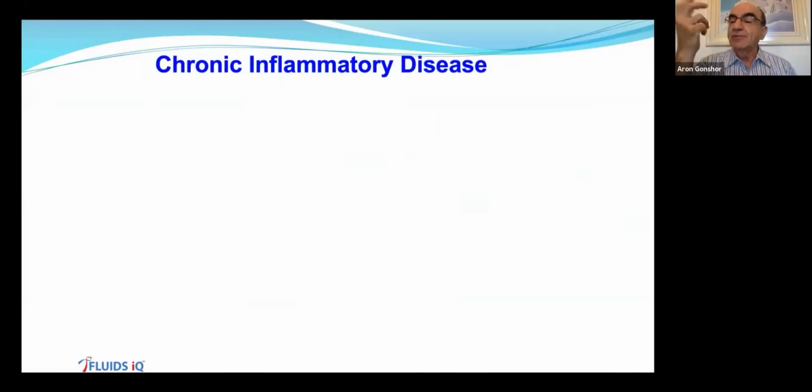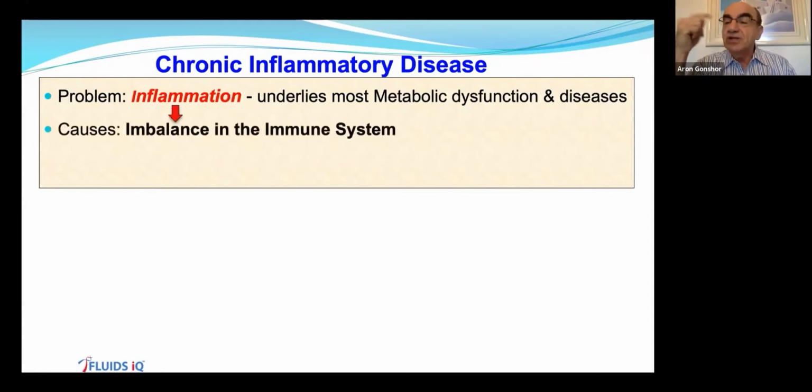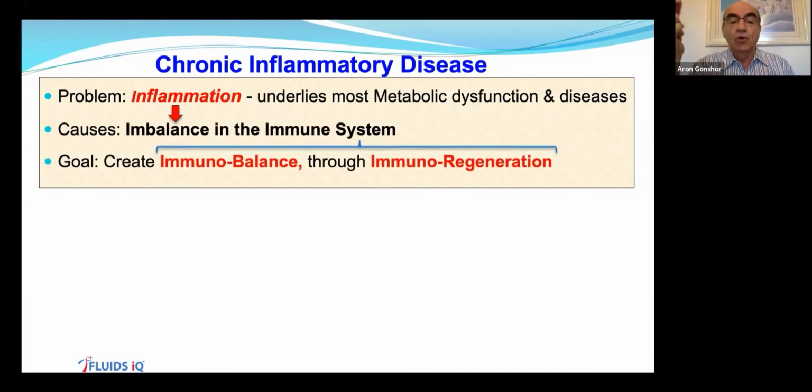So when you look at chronic inflammatory disease, I want to pose for you a theoretical construct. And that is the whole issue of what inflammation really means, because it underlies most metabolic dysfunctions. And we know that it is caused by an imbalance in the immune system. Now, what does that mean? Well, we'll tell you in just a few minutes. But the goal is to create immune balance, or immunobalance. And how do you do that? Through immunoregeneration. These are big words, but let's try to dissect this a little bit.